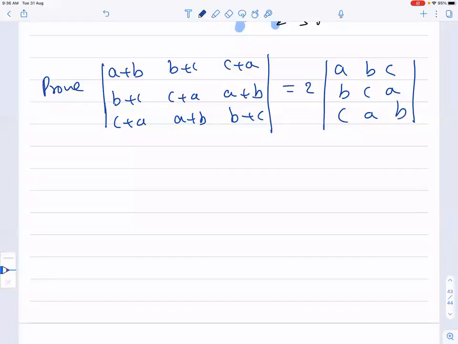I've done this by breaking the determinant into parts. Correct now? Just splitting. We split into 8 determinants. Out of them, 6 are 0. The rest 2 combined to form 2 times. Correct now? Now I'm going to use row operations.